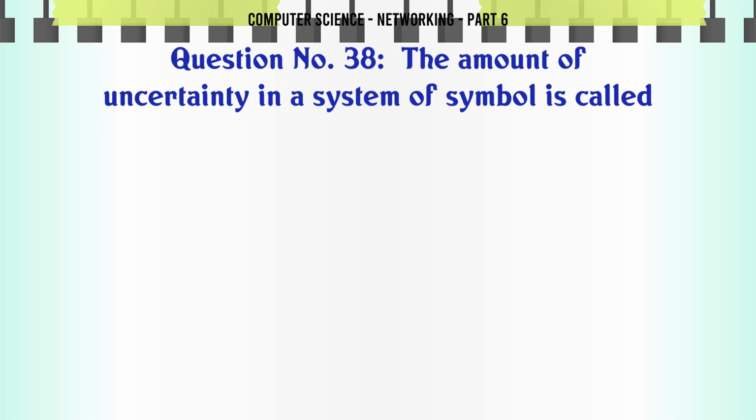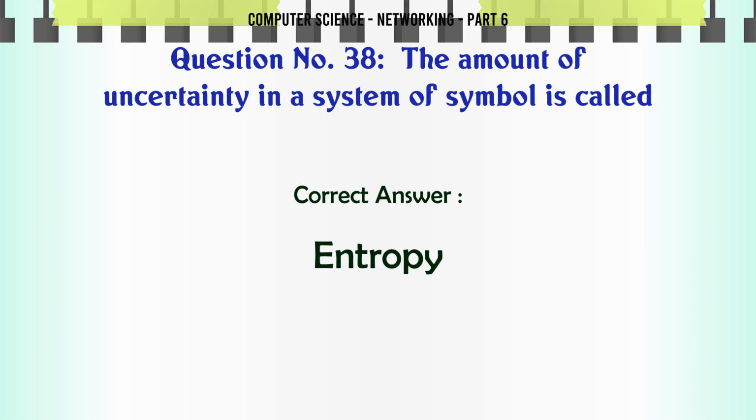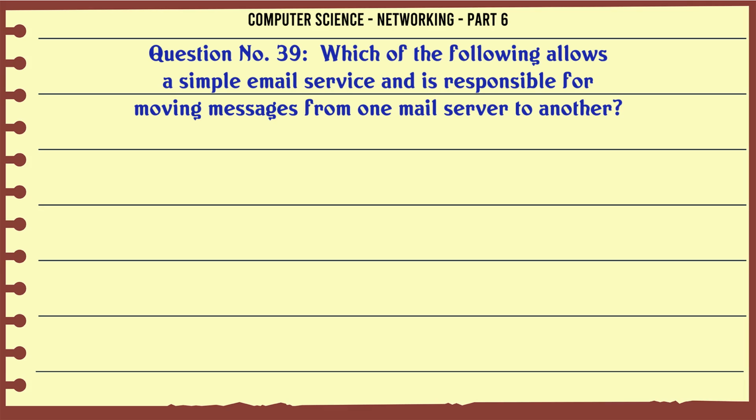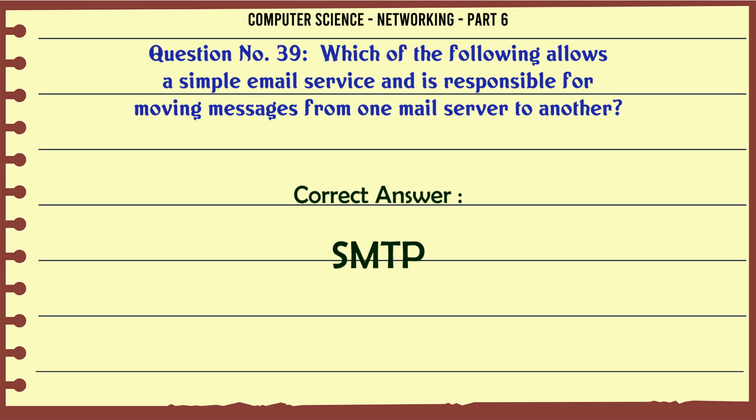The amount of uncertainty in a system of symbols is called A. Bandwidth. B. Entropy. C. Loss. D. Quantum. The correct answer is entropy. Which of the following allows a simple email service and is responsible for moving messages from one mail server to another? A. IMAP. B. DHCP. C. SMTP. D. FTP. The correct answer is SMTP.